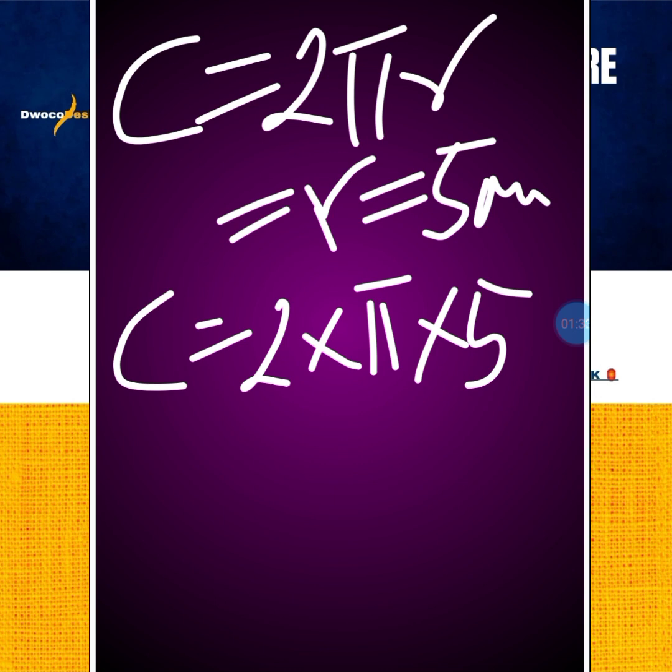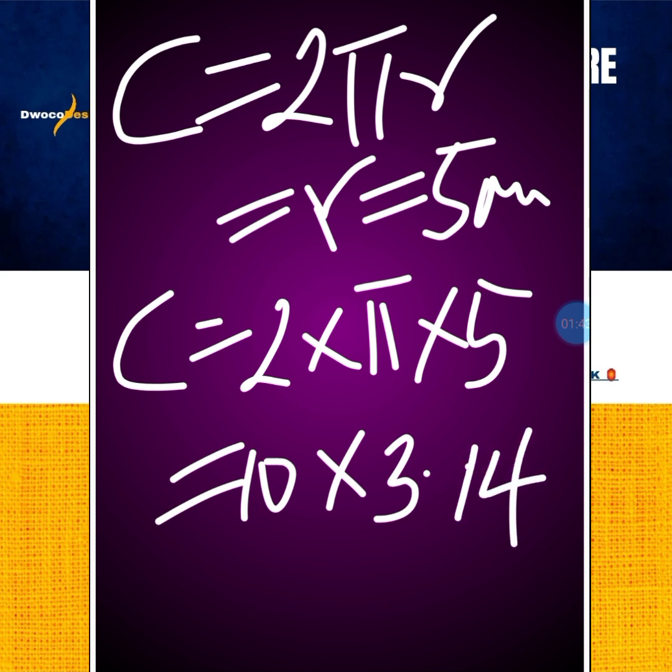So what I'm going to do is to take my pi. 2 times 5, of course, is 10. So I'm going to get 10 times 3.14. Your pi is 3.14 according to the value given in the question. So what do you do in a case like this? Now you have to multiply by 10. When you are multiplying by 10, the decimal point will move once.